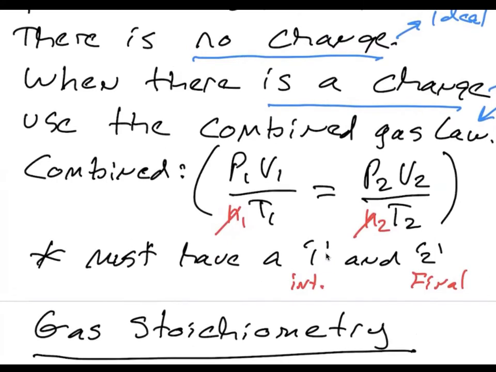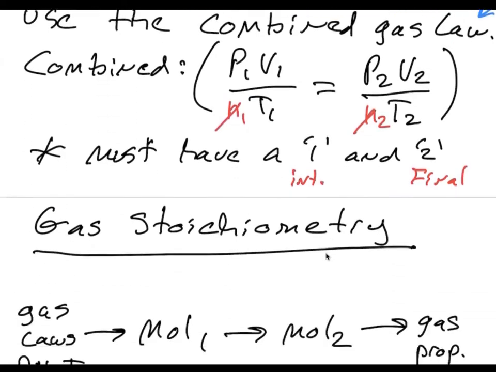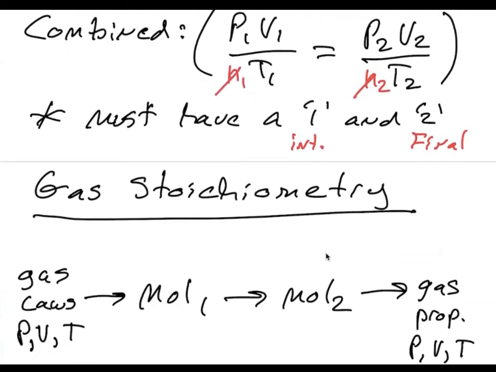So gas stoichiometry just means that I can use gas laws as an input or an output into the mole bridge. Remember, the core of stoichiometry is using the mole ratio. I'm always going from quantity of one thing to quantity of another thing. So I have some amount of a reactant and I want to find an amount of a product, or I have some amount of a reactant and I want to find another amount of a reactant.